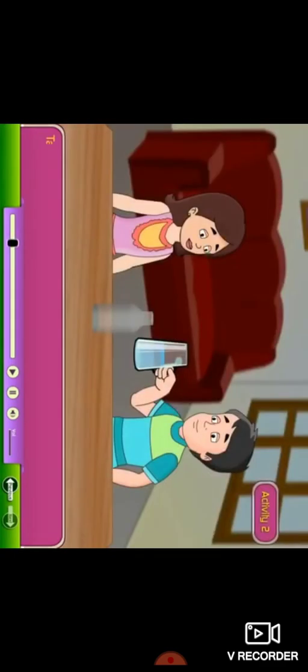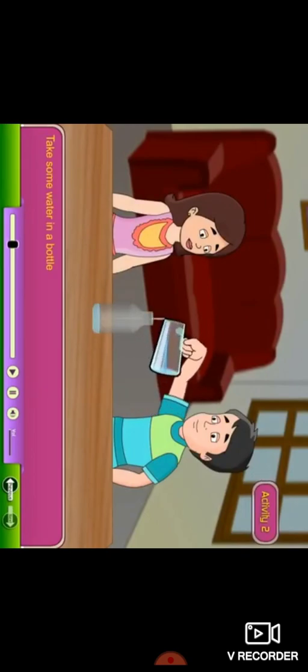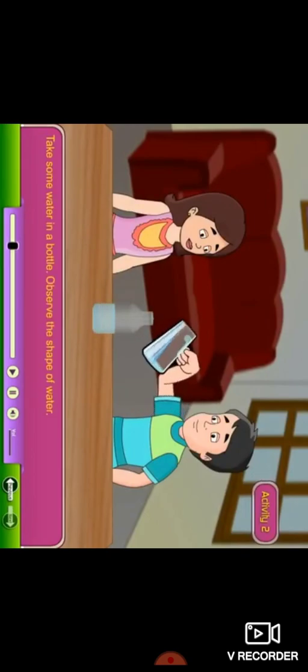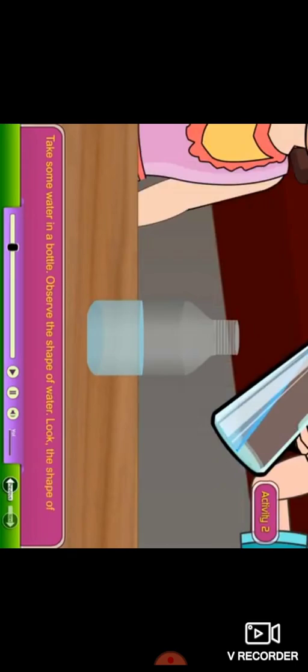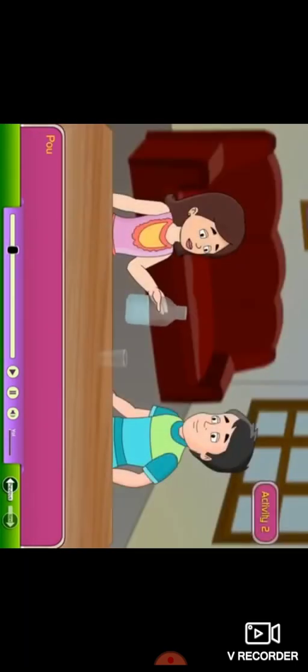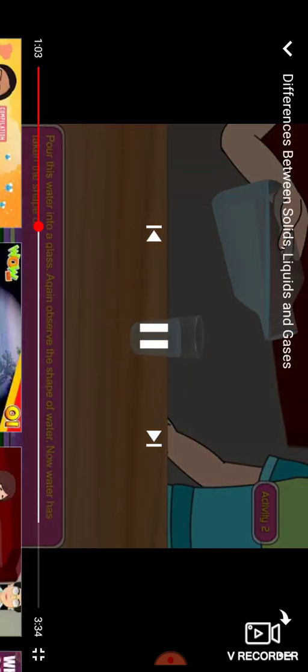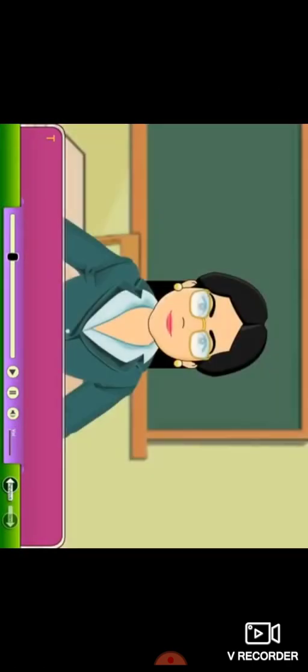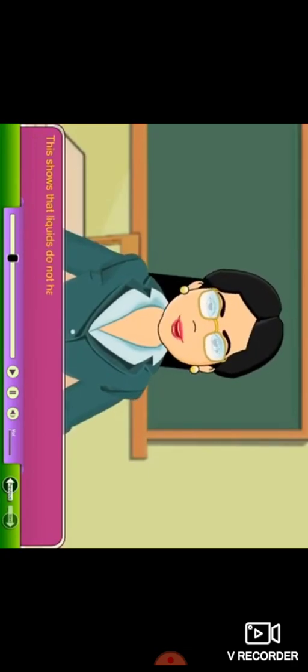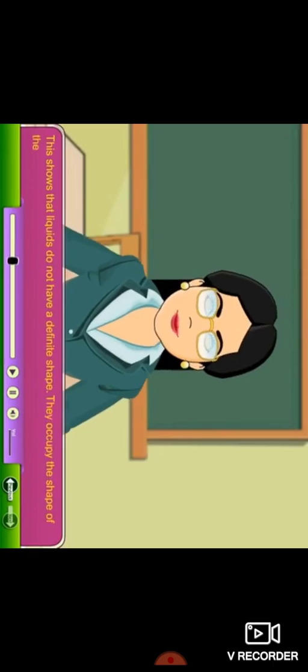Activity 2. Take some water in a bottle. Observe the shape of water. Look, the shape of water is like that of the bottle. Pour this water into a glass. Again, observe the shape of water. Now, water has taken the shape of glass. This shows that liquids do not have a definite shape. They occupy the shape of the container.